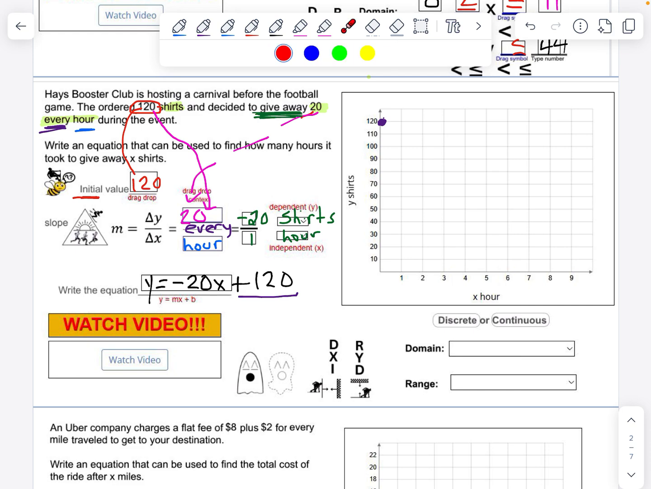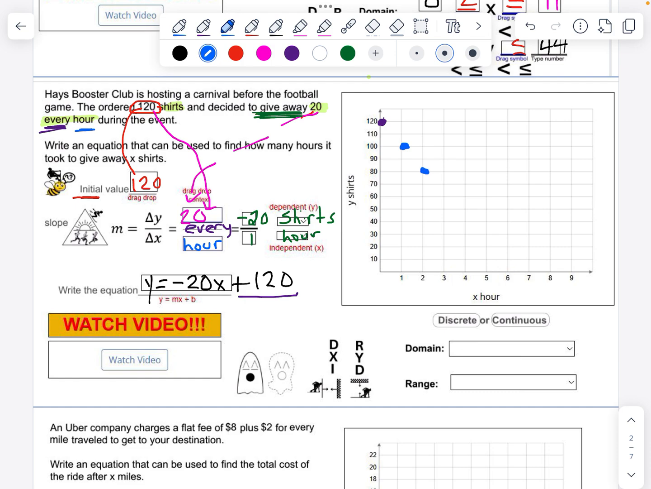Okay, but the Booster Club is giving away 20 per hour. So in 1 hour of time, they should be down to 100 shirts. So that's a decrease of 20. 2 lines is a decrease of 20. So I want you to click right there. That represents 100 shirts after 1 hour of the carnival. Then in the next hour, it would decrease 20 more. So 80 shirts after 2 hours.